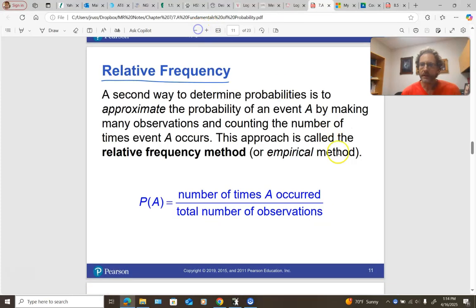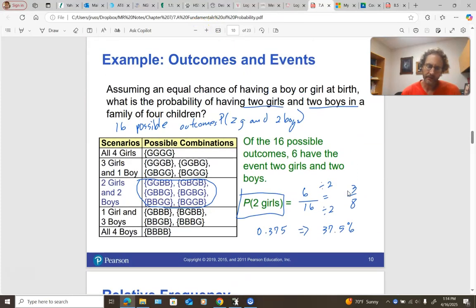So we had just finished looking at finding probabilities for events using the theoretical approach. And that approach works if we can assume that every single outcome is equally likely. For example, flipping a coin or drawing a card from a standard deck of cards. We can assume that you're just as likely to draw one card as you are to draw any other card.